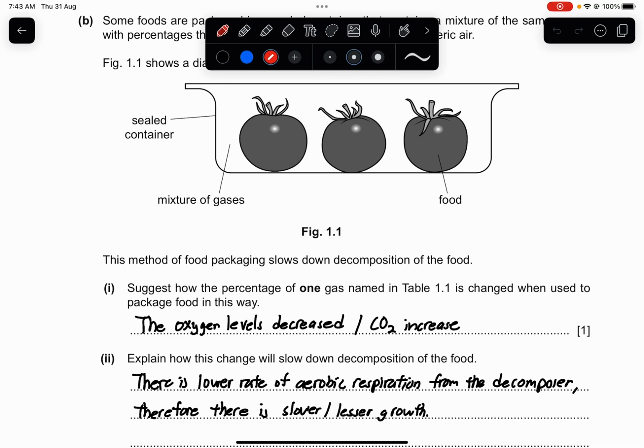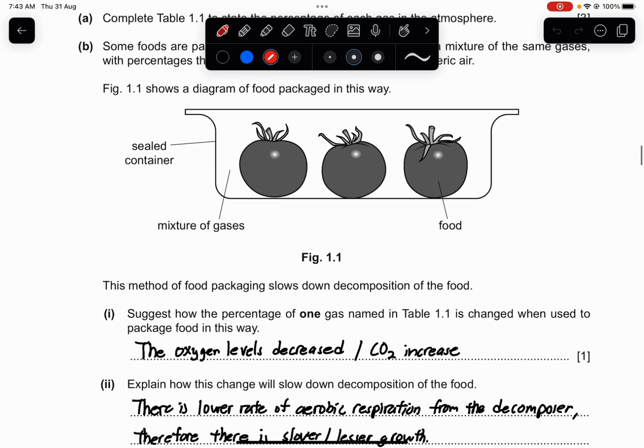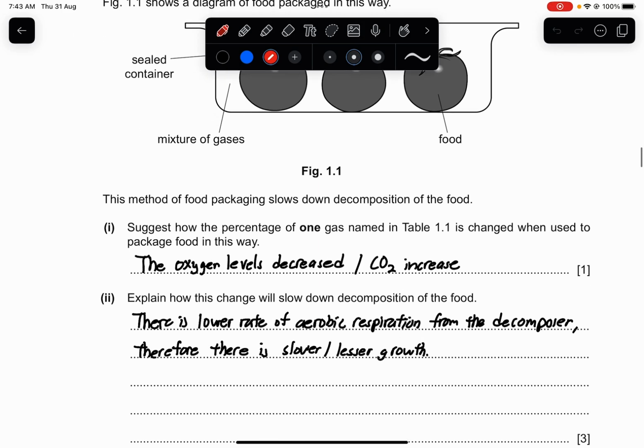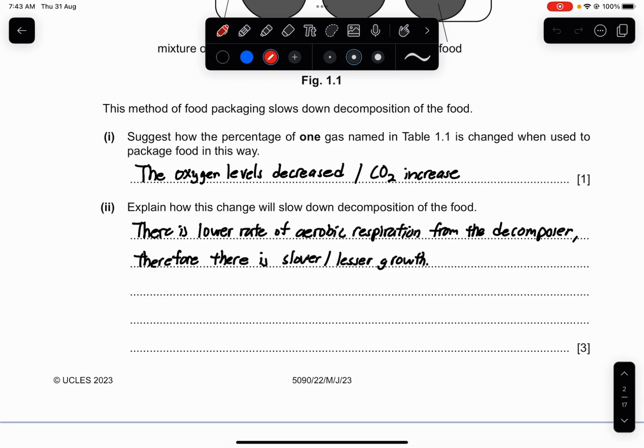Part 1 suggests how the percentage of one gas named in table 1.1 is changed when used to package food in this way. So when it's sealed, the oxygen levels will decrease, the carbon dioxide will increase, because you don't want to cause oxidation and also aerobic respiration for those decomposers to grow. Okay, part 2. Explain how this change will slow down the decomposition of the food.